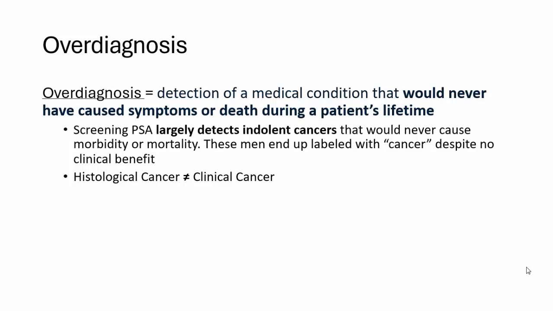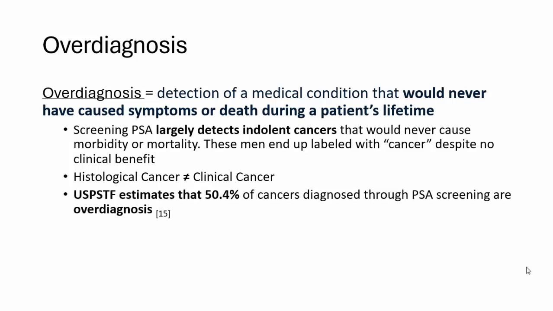In medicine, we tend to act as if there's a clear line between cancer or not. And when we're talking about cancer based on histology, yes, there is a clear yes-no answer. But when it comes to something like prostate cancer, the presence of a histologic cancer does not necessarily equal a clinical cancer. The United States Preventive Services Task Force estimates that about 50% of cancers diagnosed through PSA screening are overdiagnosis.